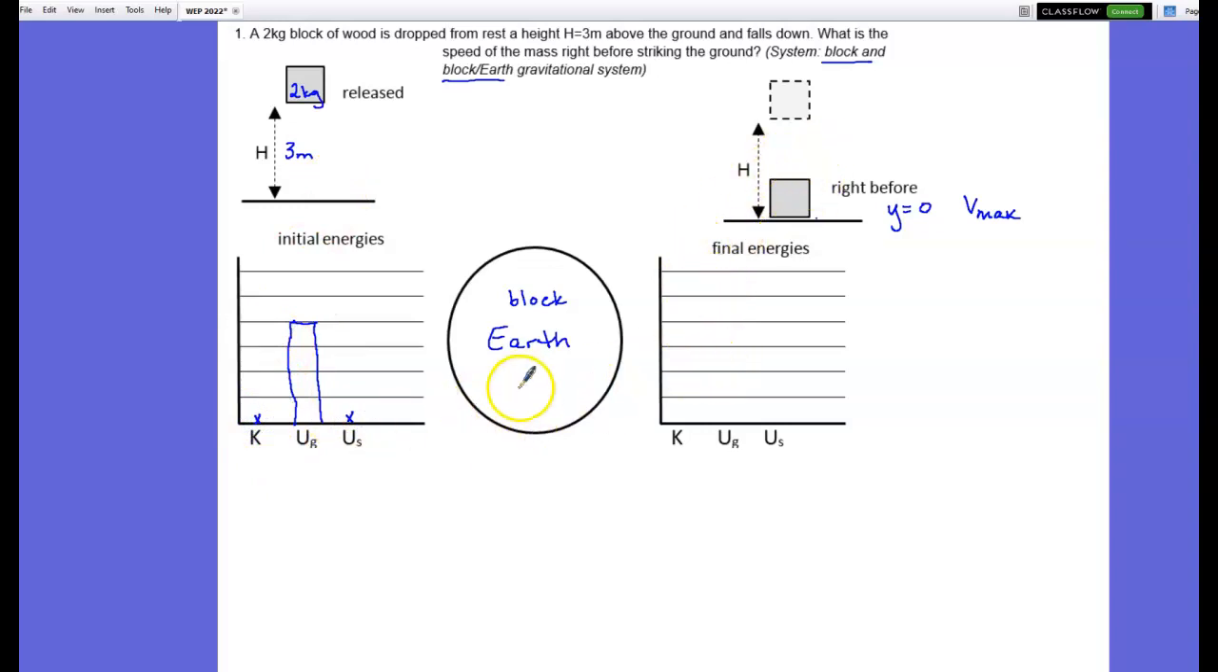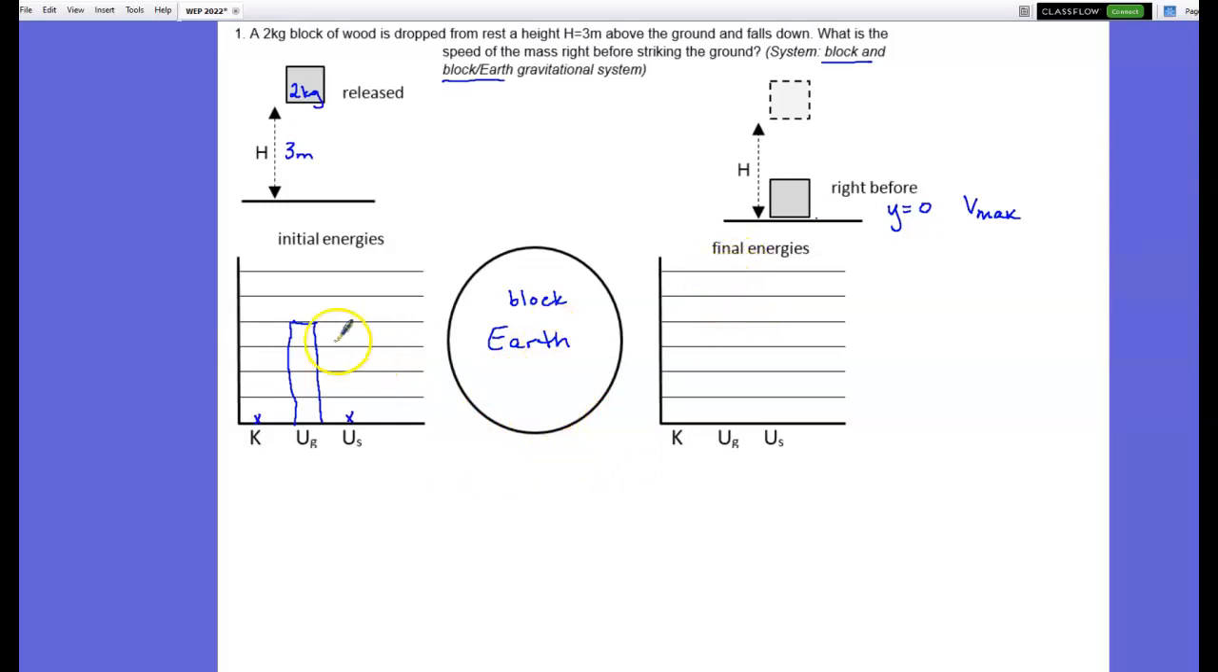So is there anything added? No, there's no. These two things are interacting. The Earth and block are acting on each other. That's why the potential energy is going to be changed, but there's no friction taking energy out. There's no energy in or out.